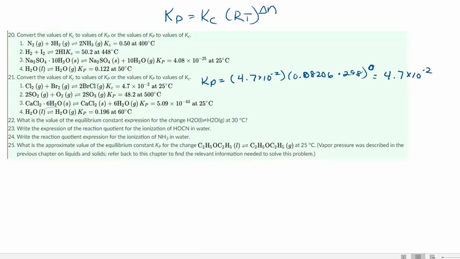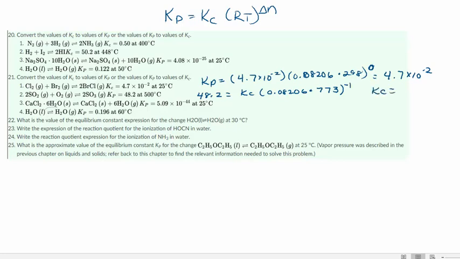For the second one, this time we're given a Kp. So again, we fill in what we know and we will calculate what we don't. This time we do not know our Kc. Our temperature is 500 degrees Celsius, so we add 273 to it to make it Kelvin. We need to raise that product by the delta n. So we have 2 moles on the product side here, and this time we have 3 moles on the reactant side. So I need to raise that to the negative 1.